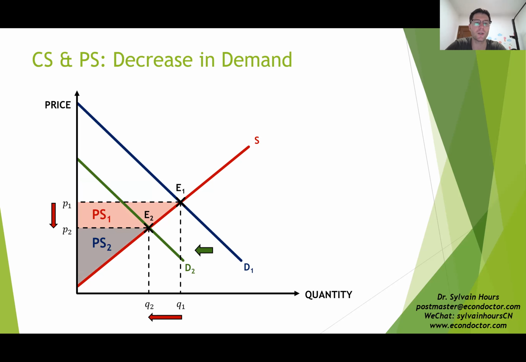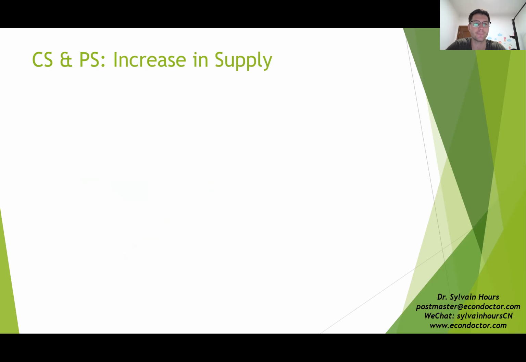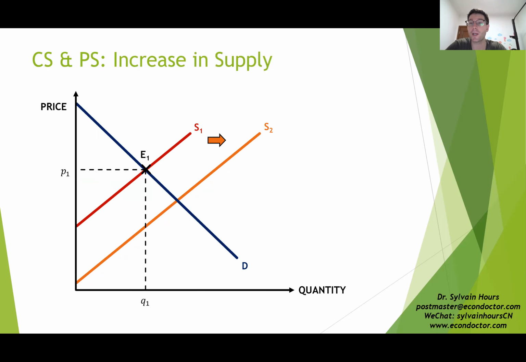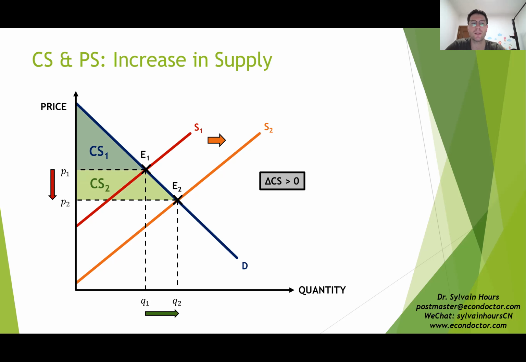Initially, we have PS1, now we have PS2. So a decrease in demand leads to less consumer and producer surplus. An increase in demand leads to more producer and consumer surplus. An increase in supply is great for consumers, because clearly consumer surplus increases from CS1 to CS2. That's very clear. So increase in consumer surplus.